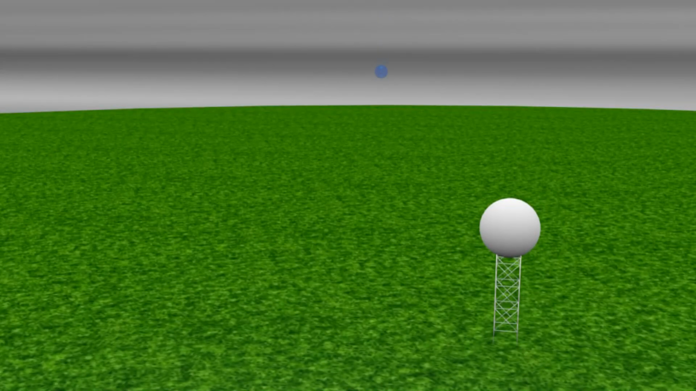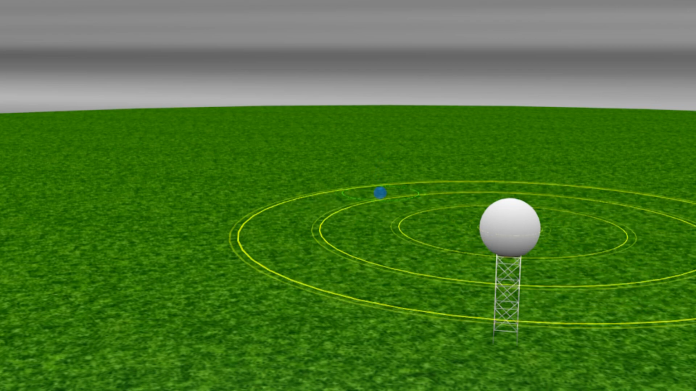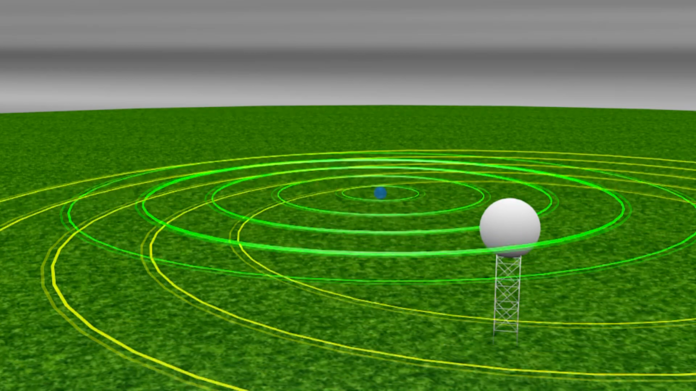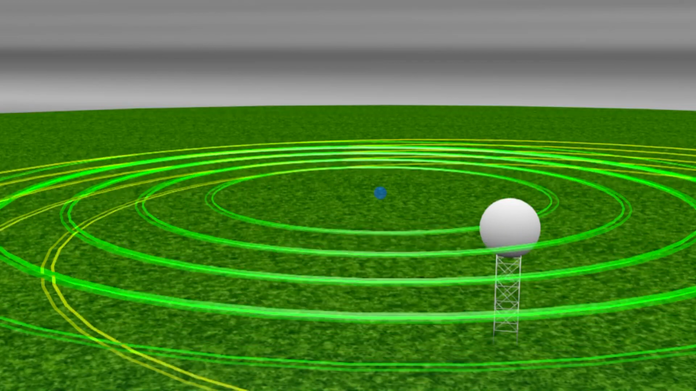You see, it works something like this. The radar emits radio waves, which reflect off of a raindrop back to the radar. The distance to the raindrop can be determined from the time it takes the radio waves to reach the raindrop and return to the radar.